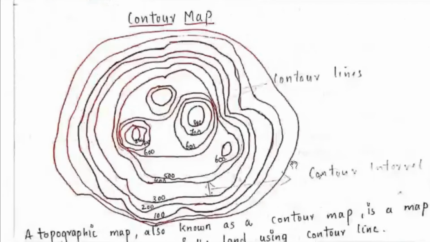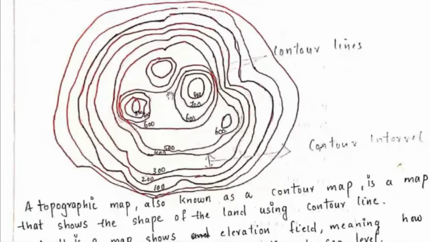In our first diagram, you can see that all the contour lines are traveling in a circular manner. If the contour lines travel in an irregular to regular circular manner, it means there is a hilly area present. Here you can see a series of hills in this particular place. This hill has a maximum elevation of 600, and here also numerous hills are present. 800 is the maximum elevation.